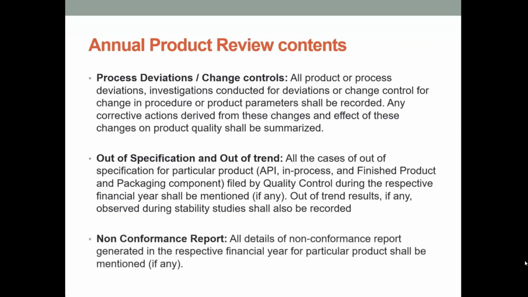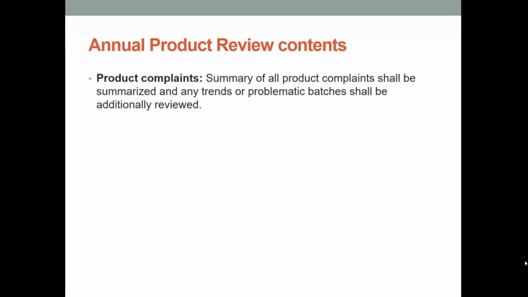Non-conformance report. So any details of non-conformances generated in the financial year for a particular product have to be mentioned as well. Product complaints. So complaints can come back from the marketplace, they can come back from pharmacies, they can come back from doctors. You can get customer complaints back as well from sister sites or from other sites who are continuing your processing. So you need to summarise any product complaint that comes back, and you have to trend any problematic batches.